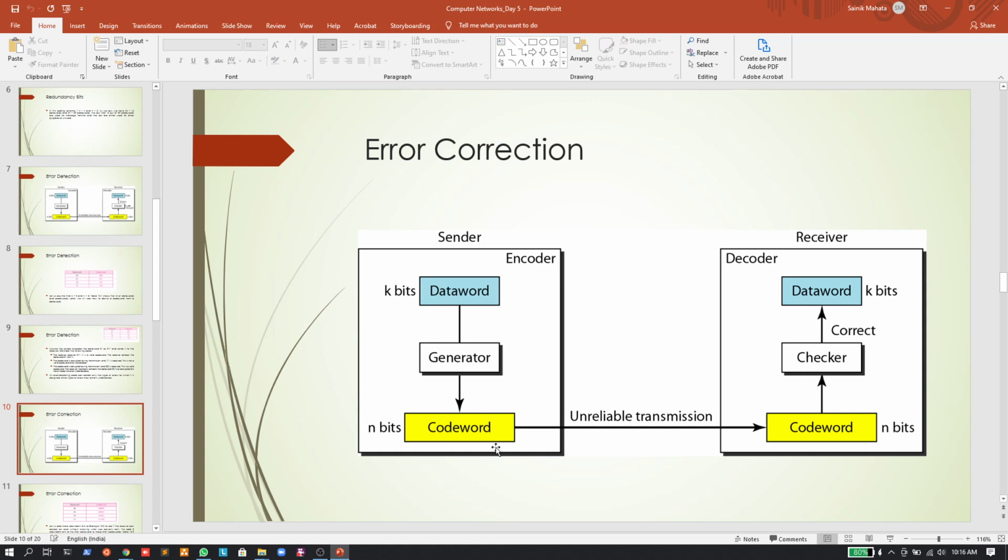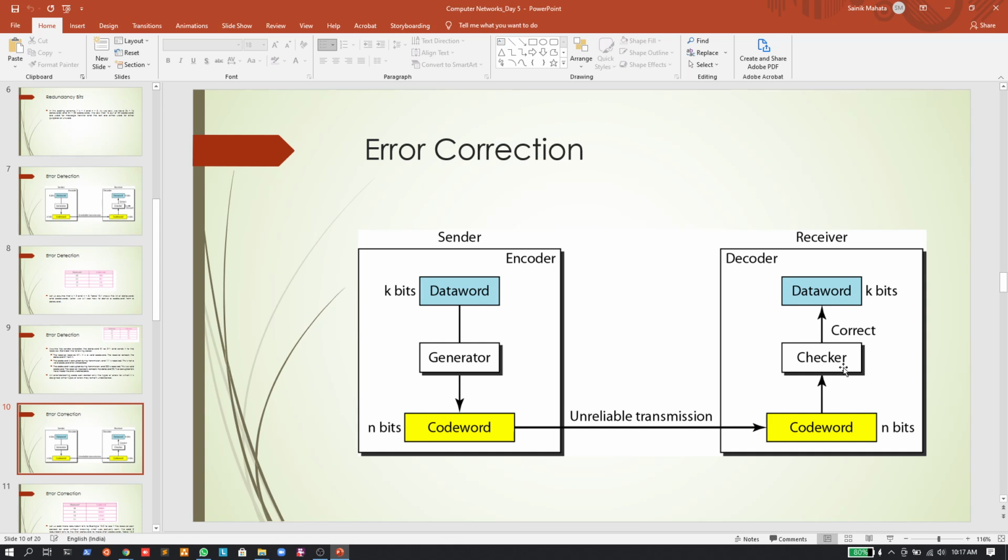Now, this code word is sent to the receiver side using unreliable transmission. The receiver receives the code word, and it may happen that some bits in the code word have changed, so it's an erroneous code word. Now what will it do? It will go to the checker. The checker will take the code word and correct it.